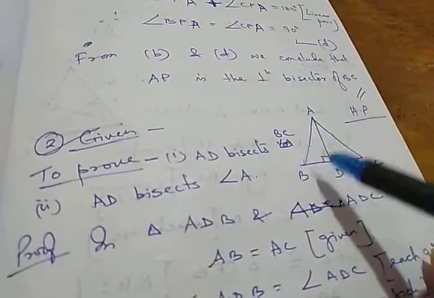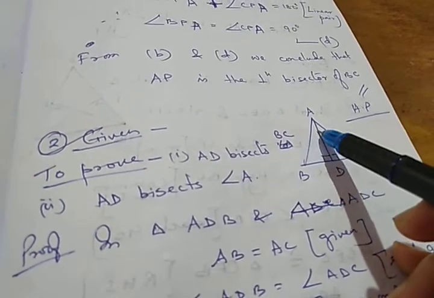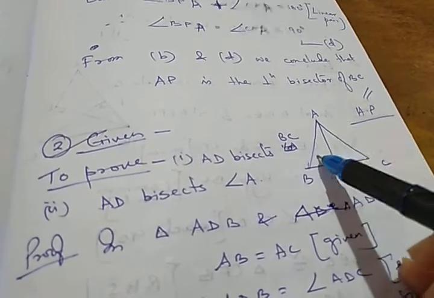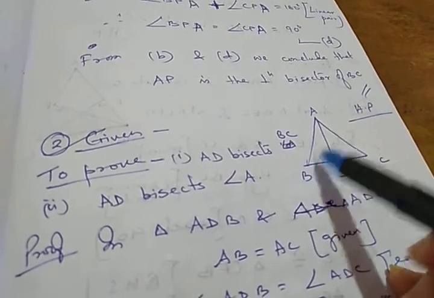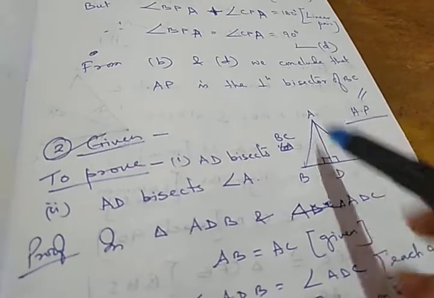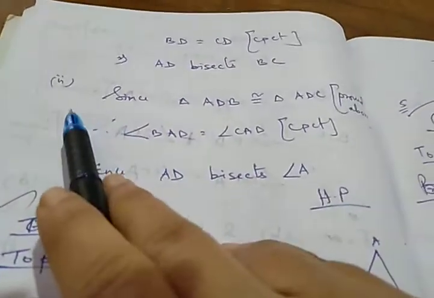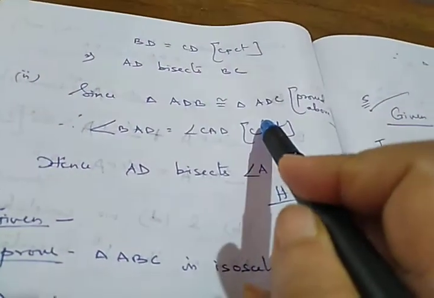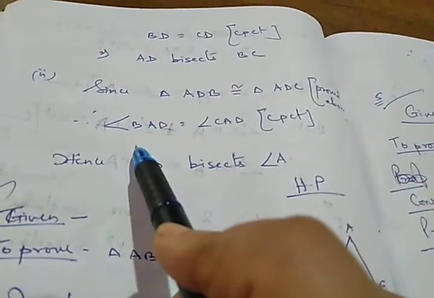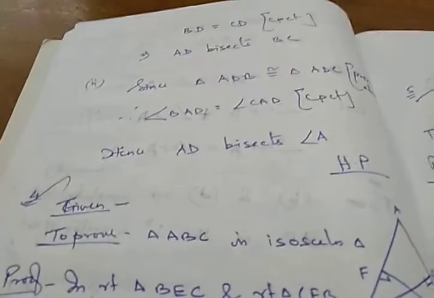Now again, you can write this angle equals this angle with the help of CPCT, because these two triangles are already proved congruent. These two angles are equal only when AD bisects angle A also. So for question number 2, since these two triangles are congruent as proved above, therefore angle BAD equals angle CAD with the help of CPCT, hence AD bisects angle A. So question number 2 is proved.